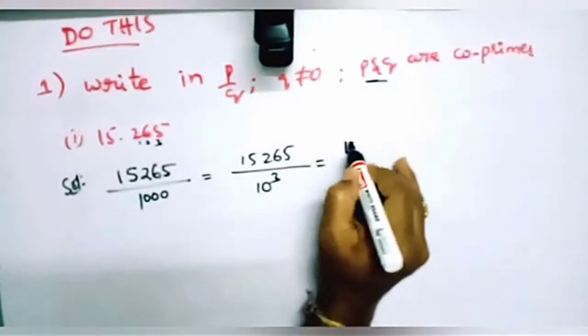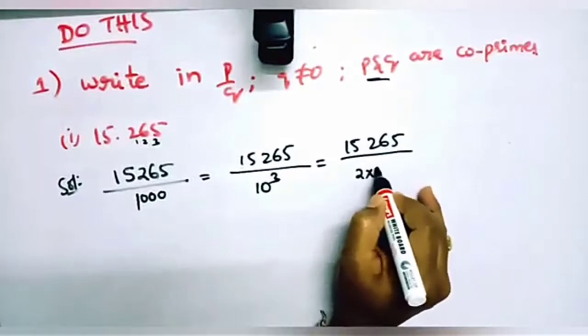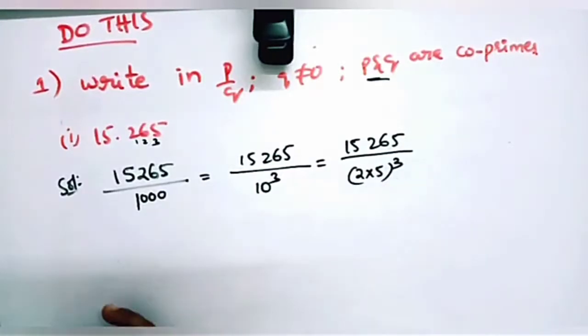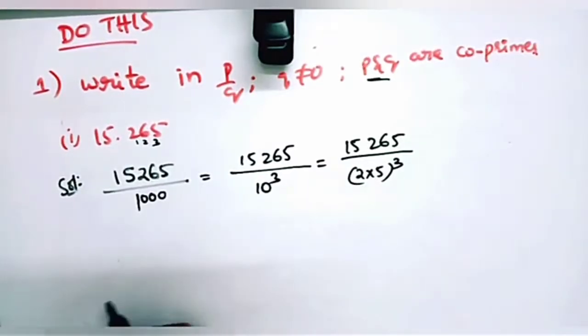Then next you should write 15.265 as 15265 by 10 to the power of 3, which means you should write 10 as 2 into 5, whole to the power of 3. Why? Because 2 times 5 is 10. Then you can write it as 2 into 5 whole to the power of 3.